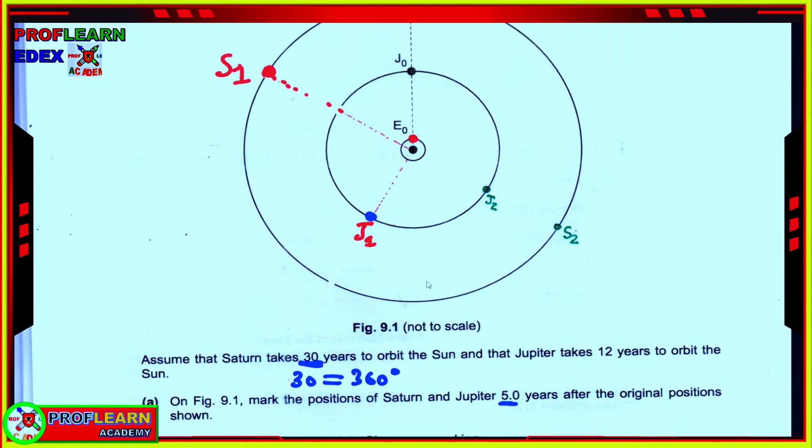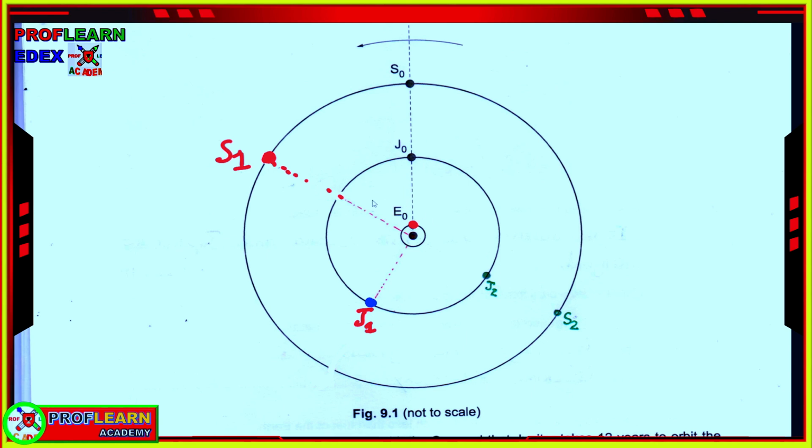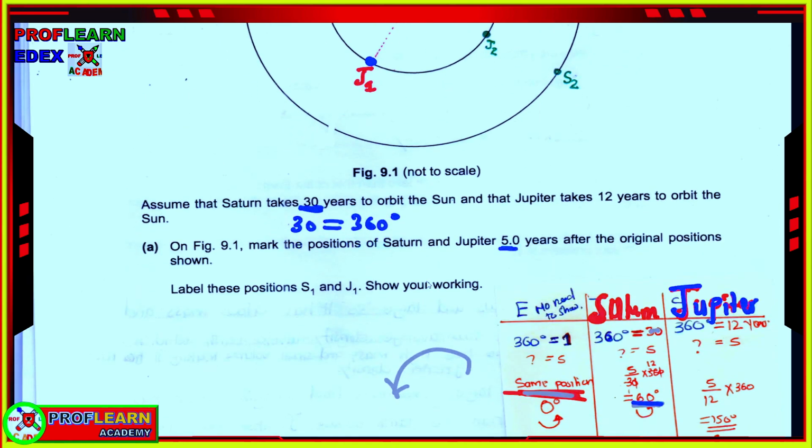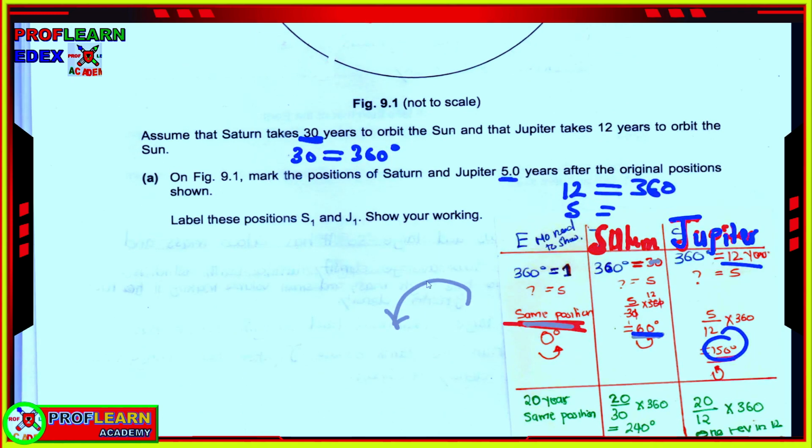So meaning that if you were to bring a protractor and place it here, you measure 60 degrees in that direction. That will be its position. Then let's move to Jupiter. Jupiter takes 12 years to orbit. So for Jupiter, 12 years is equal to 360 degrees. It has made one revolution. What about 5 years? It will be 5 over 12 times 360, and that will be 150 degrees.